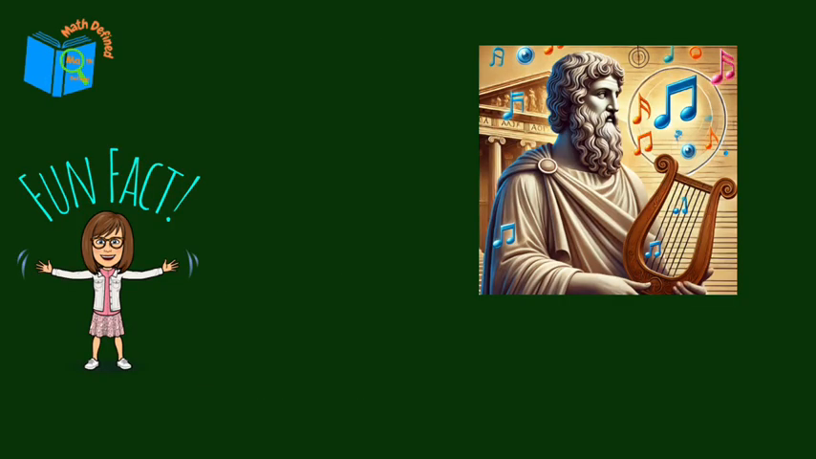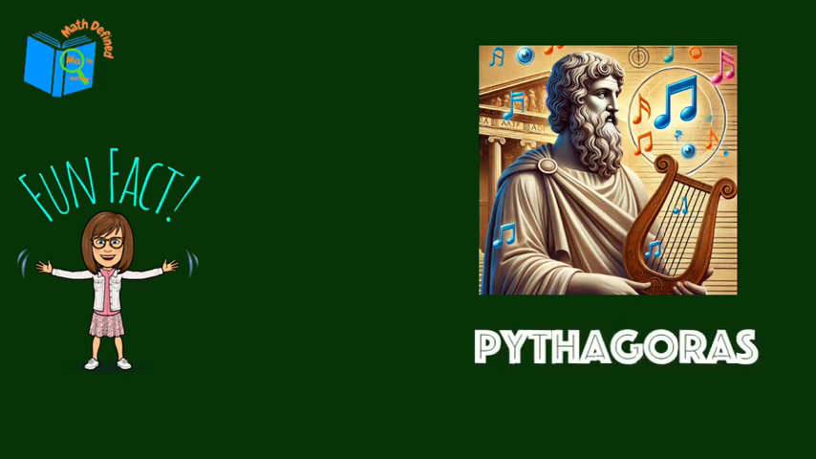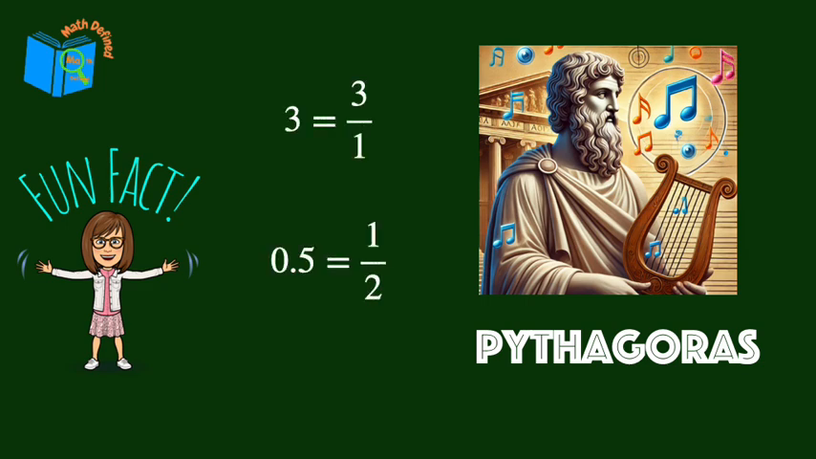Here's a fun fact. Did you know that in ancient Greece, the mathematician Pythagoras and his followers believed that all numbers could be expressed as fractions of whole numbers? They thought this because they found that many musical notes could be described using simple ratios.